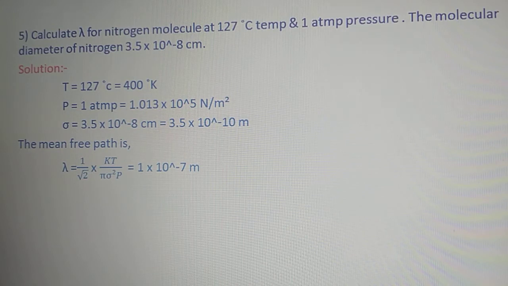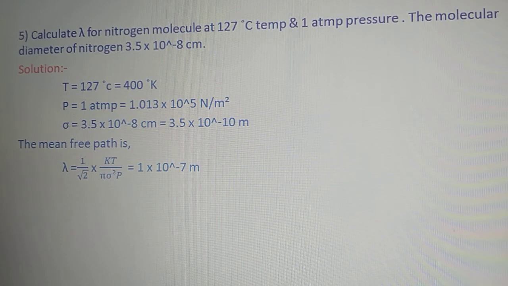Now let's move on to the next kind of problem. Calculate the mean free path for nitrogen molecule at 127 degrees Celsius temperature and 1 atmospheric pressure. The molecular diameter of nitrogen is 3.5 into 10 to the power minus 8 centimeters. Alright. So what is the T? T is given to you equal to 127 degrees Celsius, and this will be equal to 400 Kelvin, right?